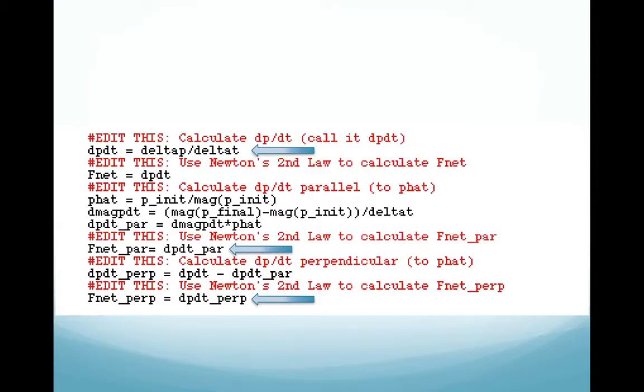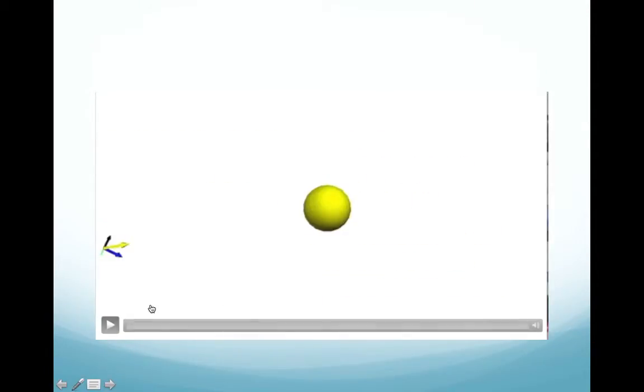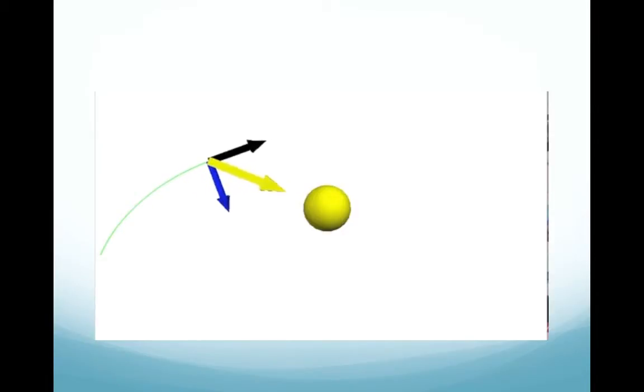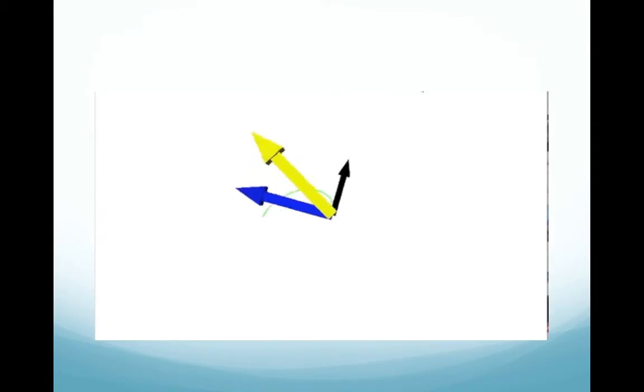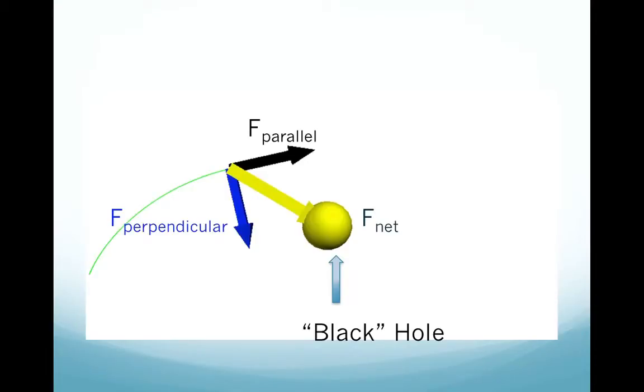Here's the code when it's run by Vital. As you can see, the yellow arrow, or F net, pointed to the black hole, which in this code turns out to be yellow. F parallel is the black arrow and F perpendicular is the blue arrow. And we see that the star is in the black hole's orbit as it goes through it.